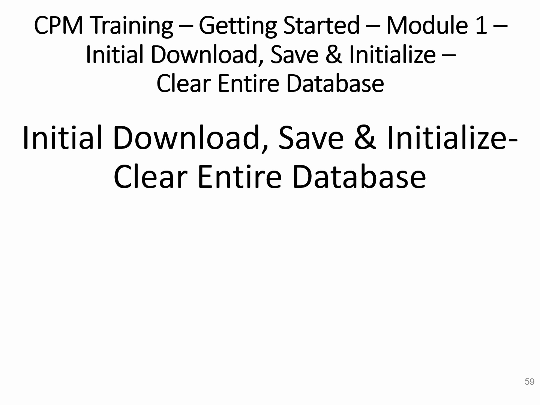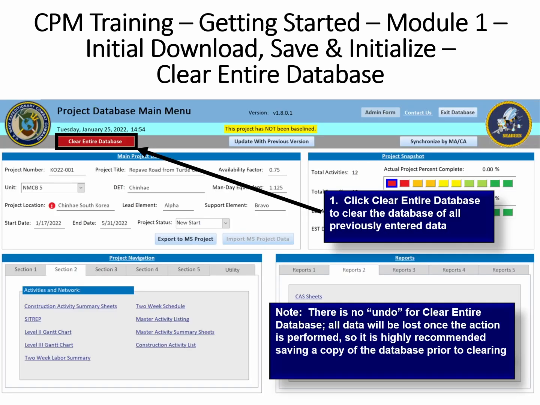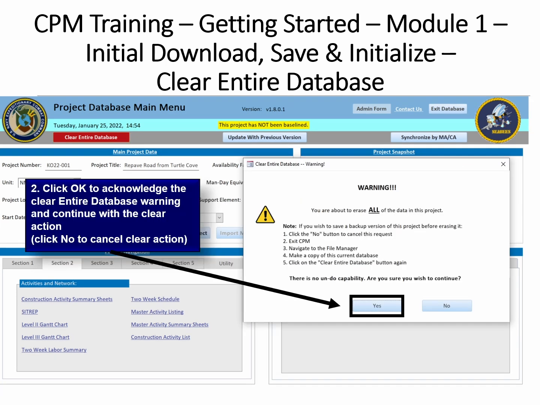Now, the next section we're going over is how to clear the entire database. When you push the red button and you clear, there's no undo. All the data is lost. That's why it's always recommended to make a copy prior to clearing any database. It's going to say, are you sure? You hit yes, and it's going to clear. If you hit no, you can cancel it if you realize that it's not what you want to do.